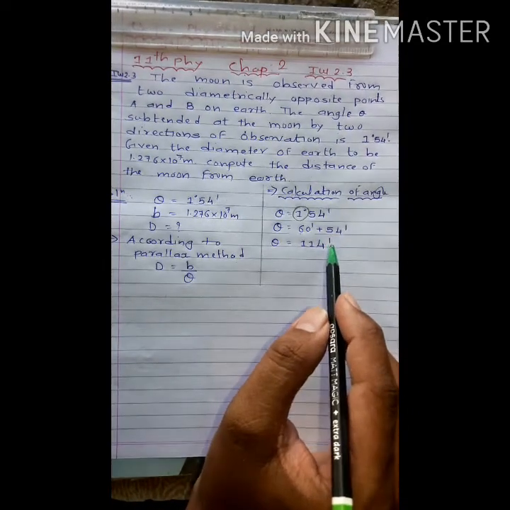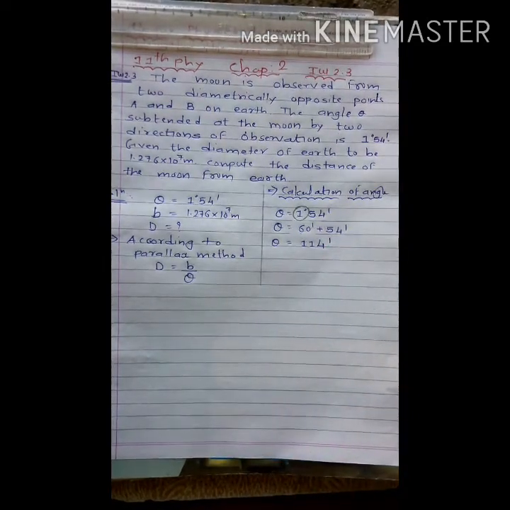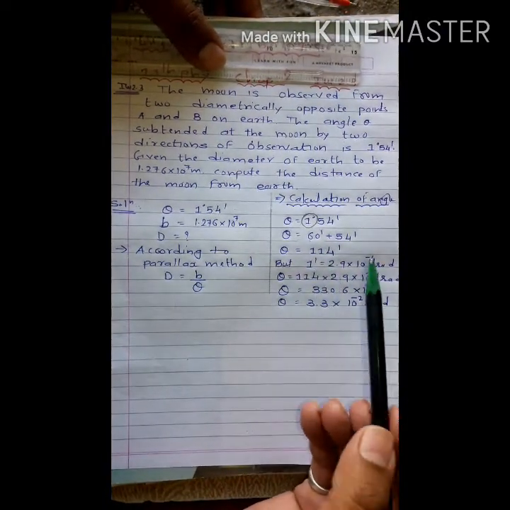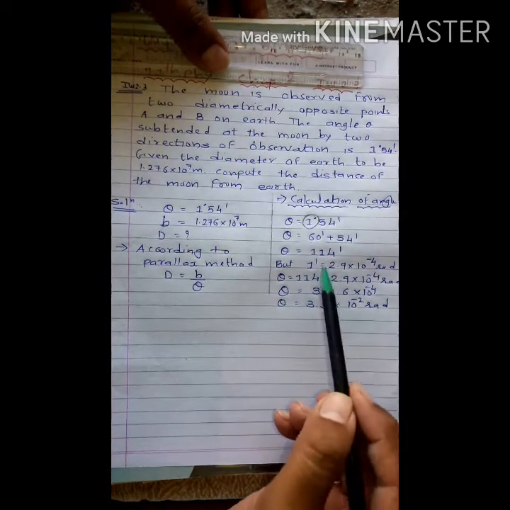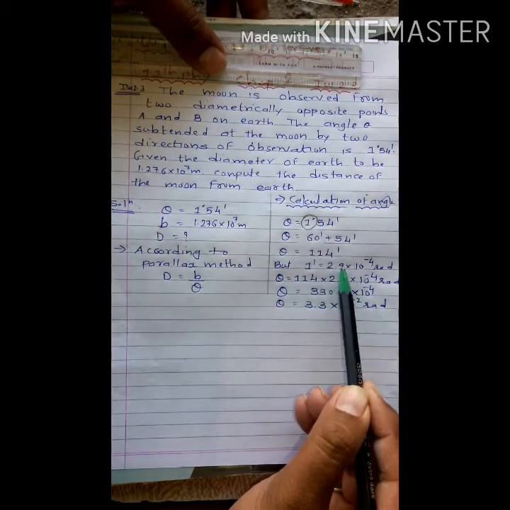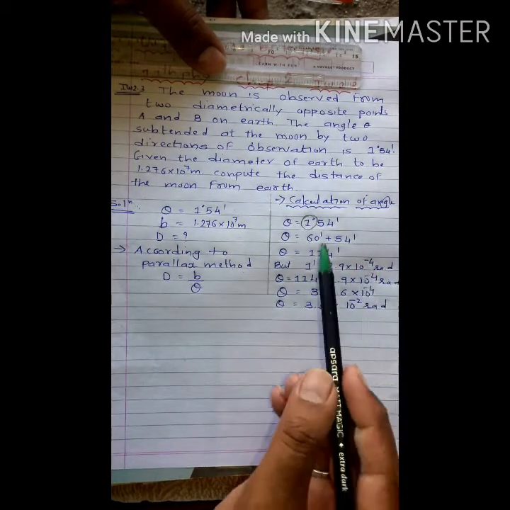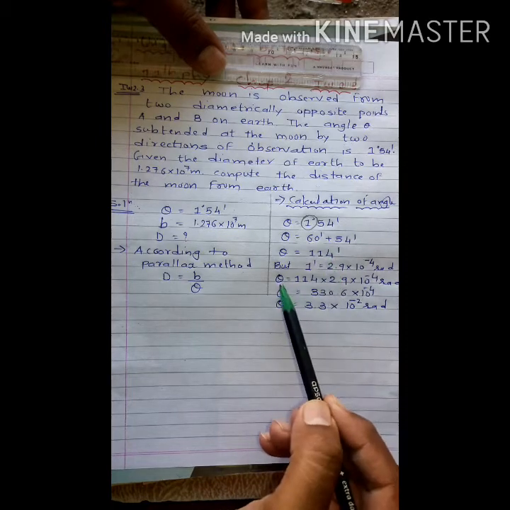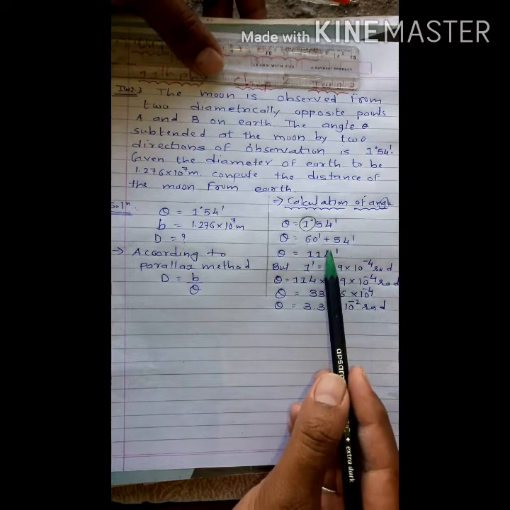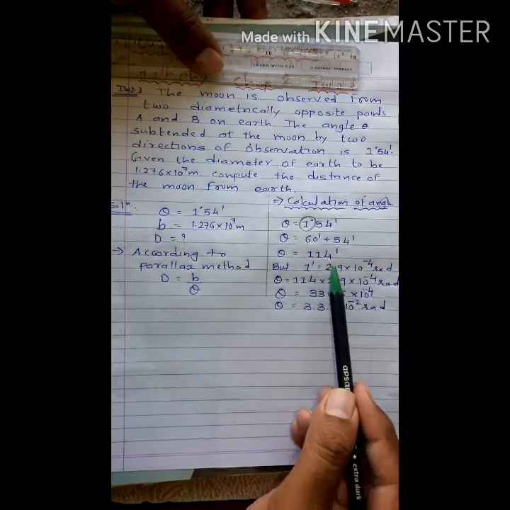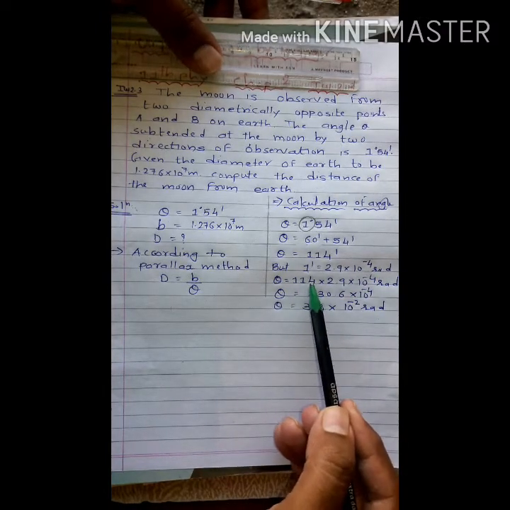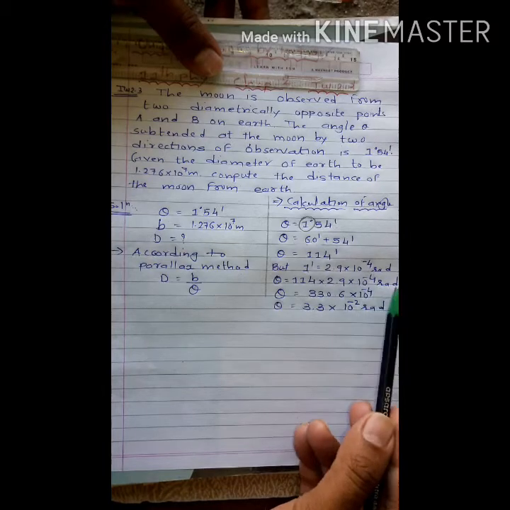Now we will convert this value into radian. This is our standard relation. In illustration number 2.1, we already discussed this concept: 1 minute is equal to 2.9 into 10 raised to minus 4 radian. Here we have 114 minute, so we multiply 114 by 2.9 into 10 raised to minus 4. So theta is equal to 114 into 2.9 into 10 raised to minus 4 radian.